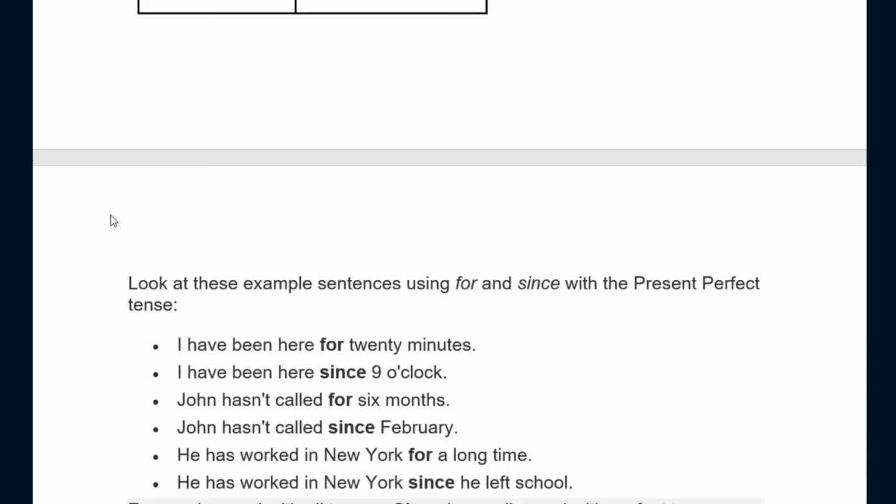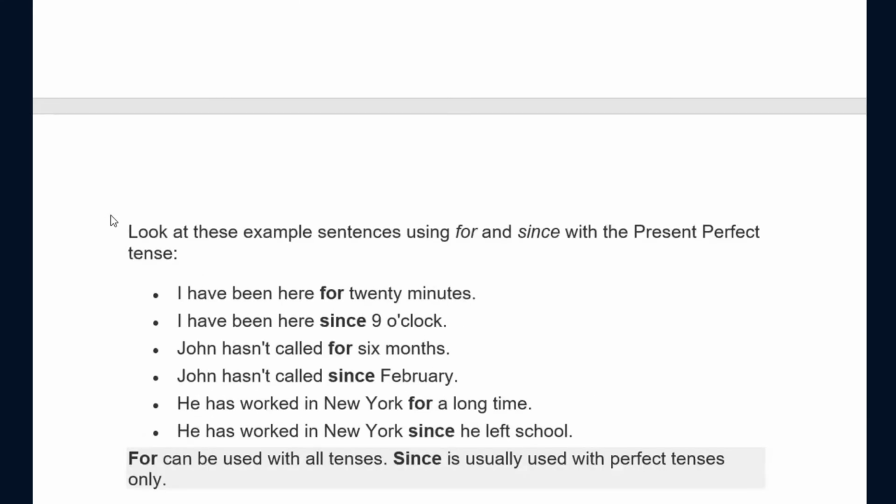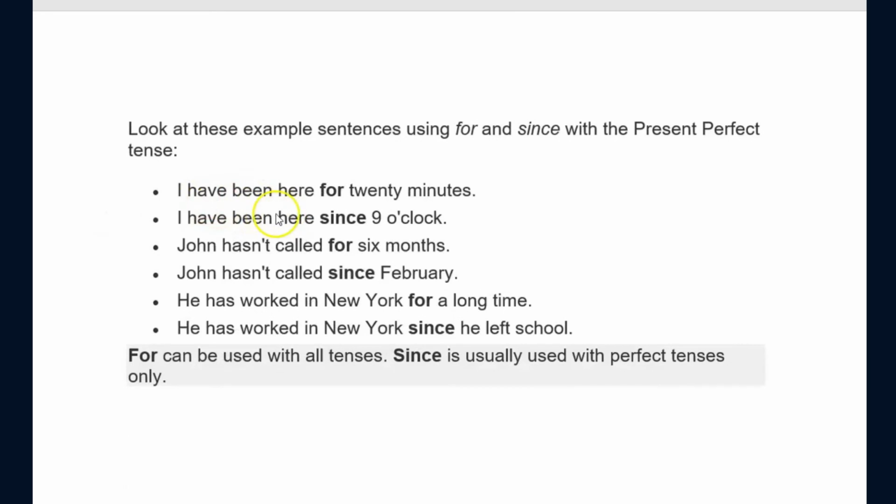So let's look at some examples, and you can see that. I have been here for 20 minutes, not since 20 minutes, for 20 minutes. It's a range. I have been here since 9 o'clock, a specific time. John hasn't called for 6 months. So you're starting to see that pattern, right?